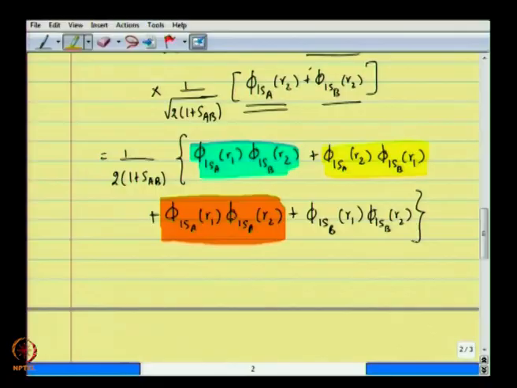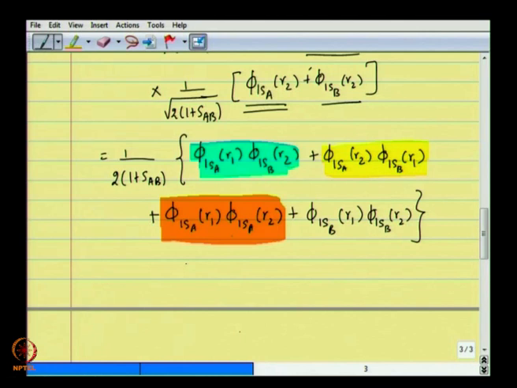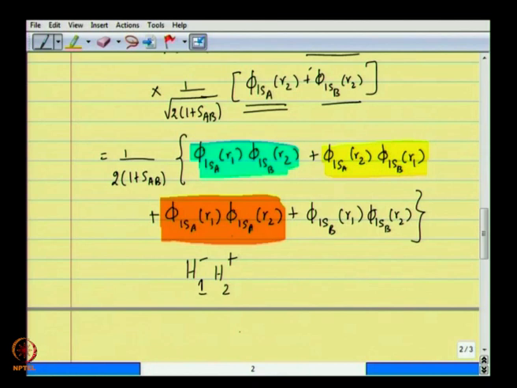The system is H1 minus, so let me write this, H1 minus and H2 plus. The moment I say this, you will immediately notice that the term I have left out without any description corresponds exactly to the same as the previous one with the minus and plus getting interchanged, H1 plus and H2 minus.